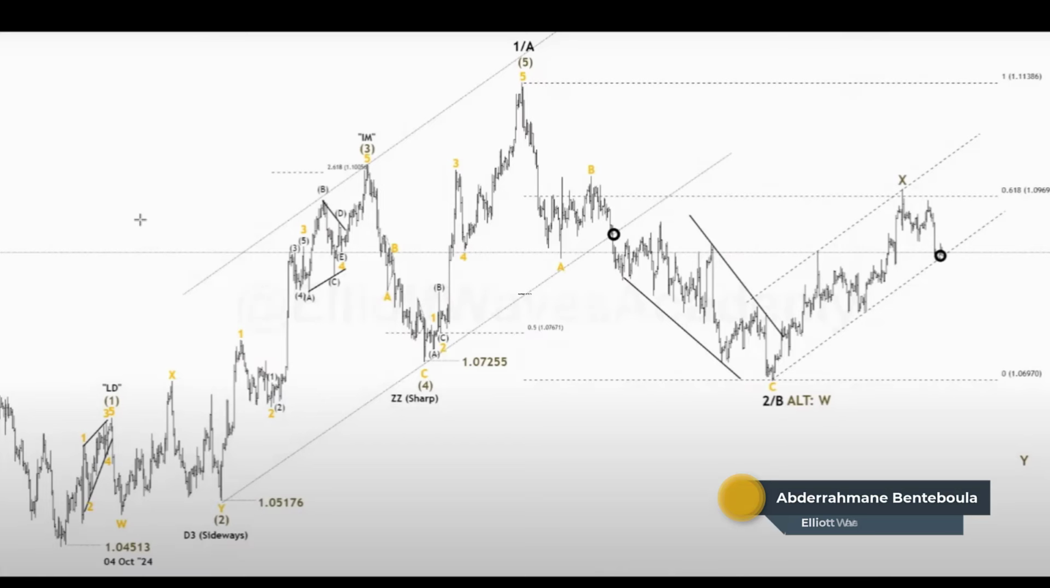This is the previous vision where we were seeing that there is an impulse wave that could represent wave 1 or A, followed by what looks like one of the shapes of zigzags, a simple ABC that ended with an ending diagonal pattern, which can also represent wave W of a double zigzag.